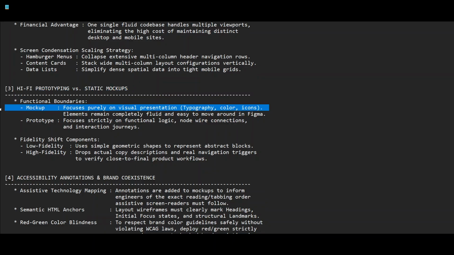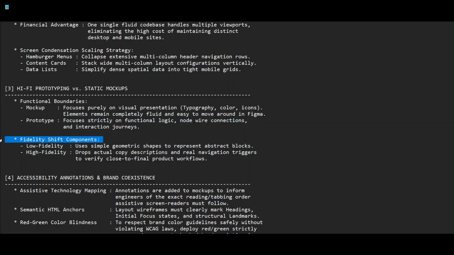A mockup focuses purely on visual presentation, the visual side: typography, color, icons. Elements remain completely fluid and easy to move around in Figma. Then the prototype focuses strictly on the functional logic, node wire connections and interaction journeys, like after clicking on this, which appears like functionality.